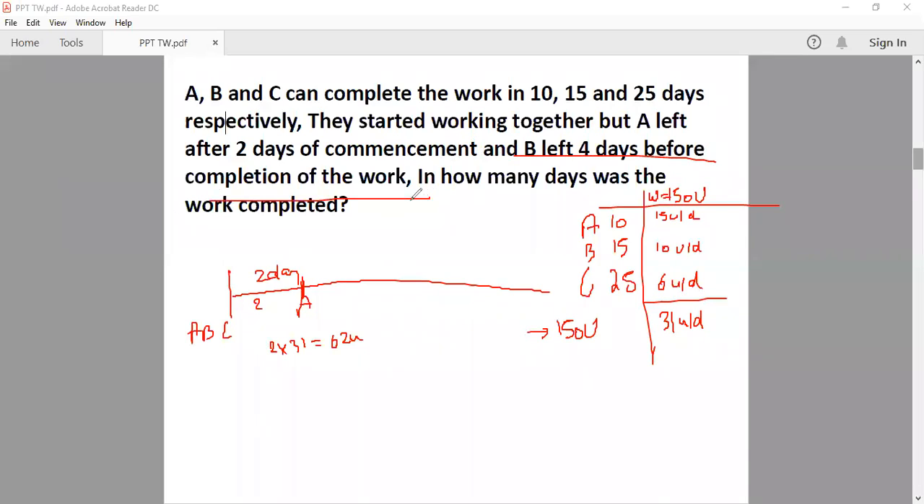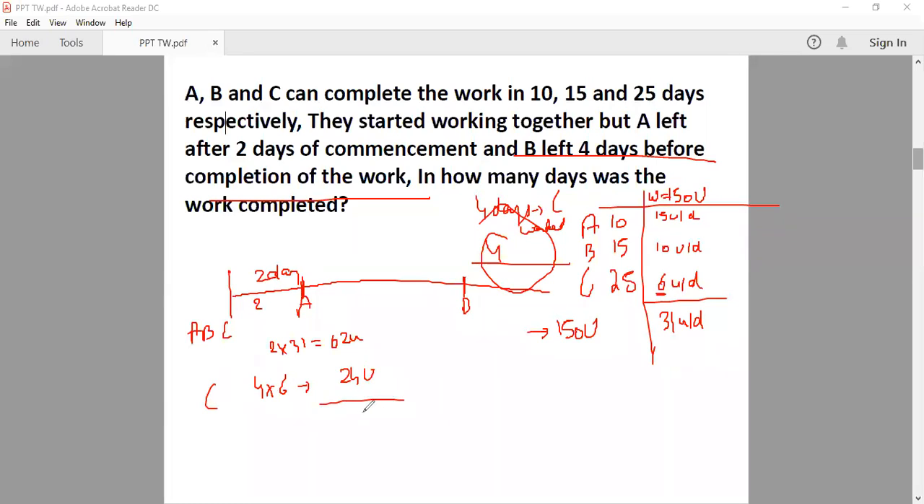मैंने आपको पहले भी कहा था कि आपको ये बात अपने दिमाग में बिठानी है किसने कितनी देर काम किया है. Since B has left 4 days before the completion of the work, this means that for the last 4 days, only C worked. And when C works, he completes 6 units per day. So when C worked for the last 4 days, he did 4 into 6, 24 units. This work was done by C alone.